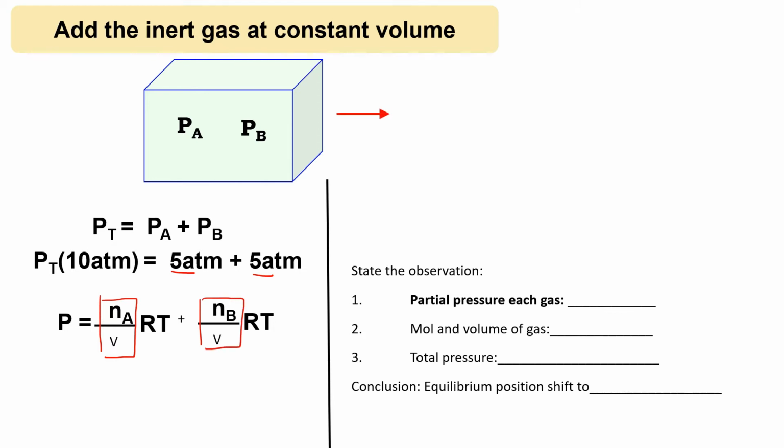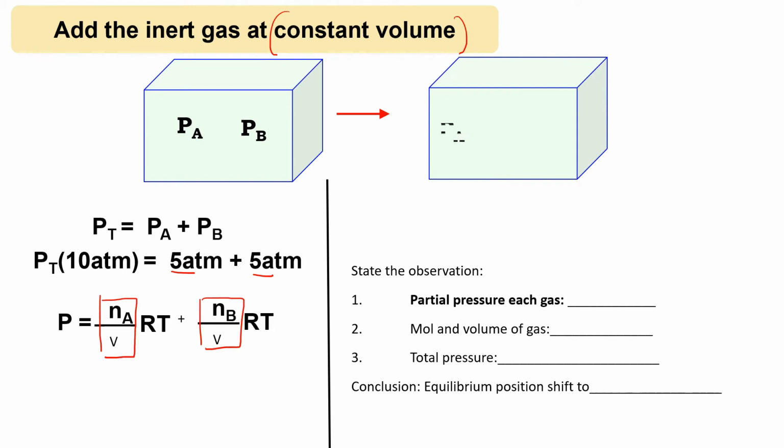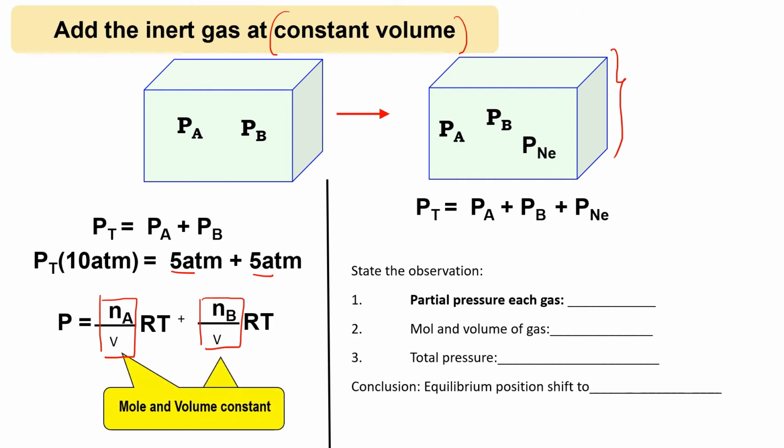Okay, now how about the condition at constant volume? Constant volume means that the volume does not change. So after you add the inert gas, say neon, you have PA plus PB plus P neon, and your P total is now different, including PA, PB, and P neon. The volume does not change. You can see the box is the same size. So the volume is constant.